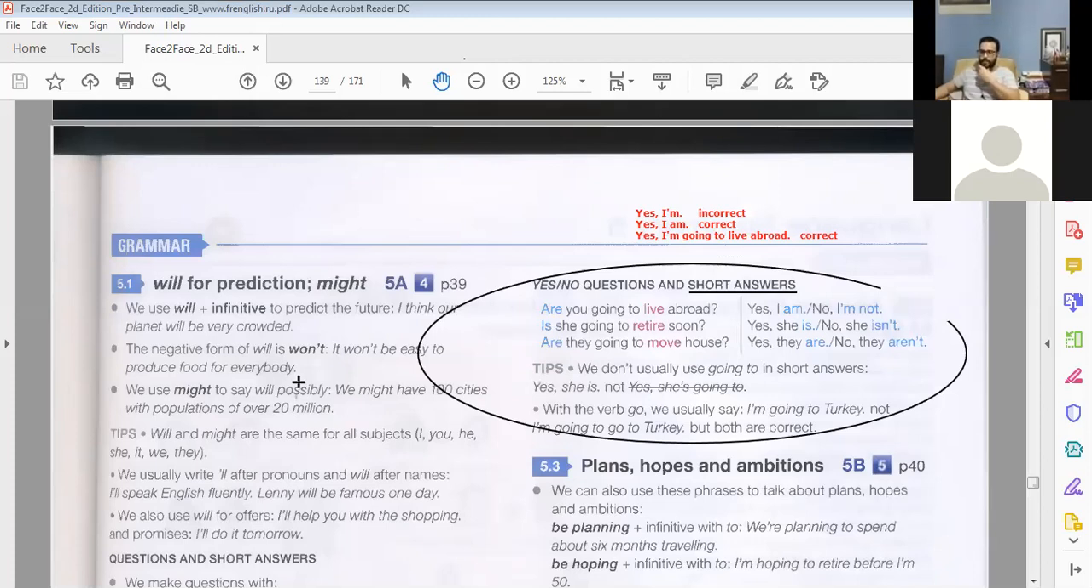Don't use going to with the verb go. With the verb go, we usually say I'm going to Turkey, not I'm going to go to Turkey. But both are correct. The form usually uses the subject I. So I'm writing the form of going to here now. We have the subject, and then the verb to be. So we say I am going to plus infinitive, right? So you say I'm going to read a story, correct? Or I'm going to sleep. I'm going to watch TV. I'm going to have lunch. I'm going to have dinner, right?